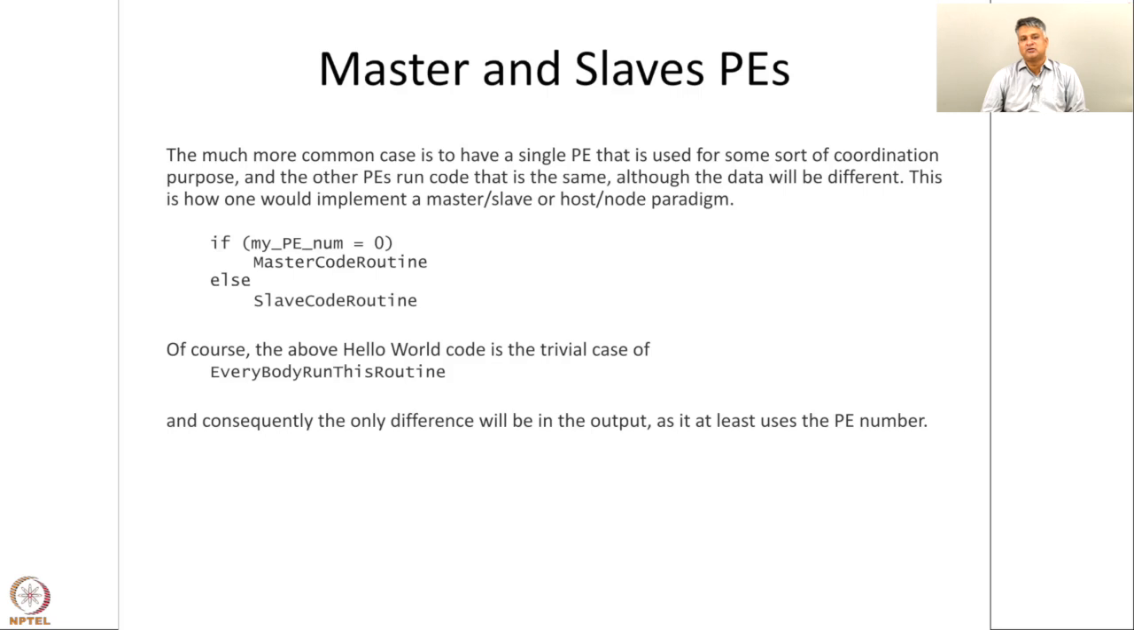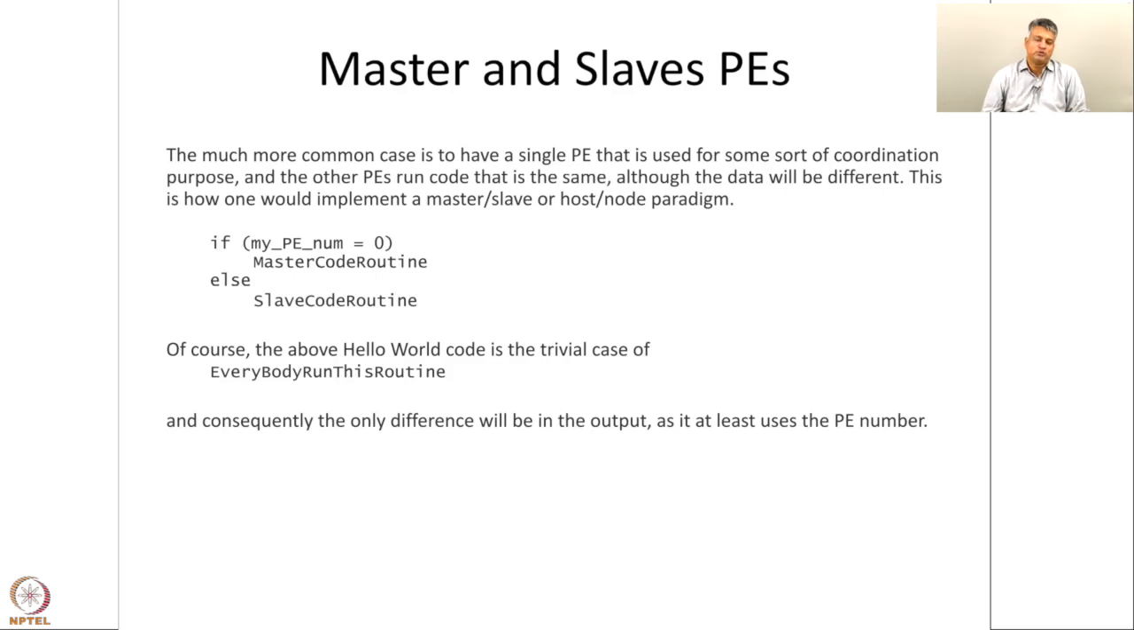So we can now say, if my process ID is 0, then I can go and do the global sum or have some sort of master code routine. Else I will run only the slave routines, which means I will only compute my local sums. Obviously, in the case of Hello World, everybody ran this routine. The only difference in that output is the process number. Whereas if I say that, okay, if my process number is 0, then I will go and do the global sum.